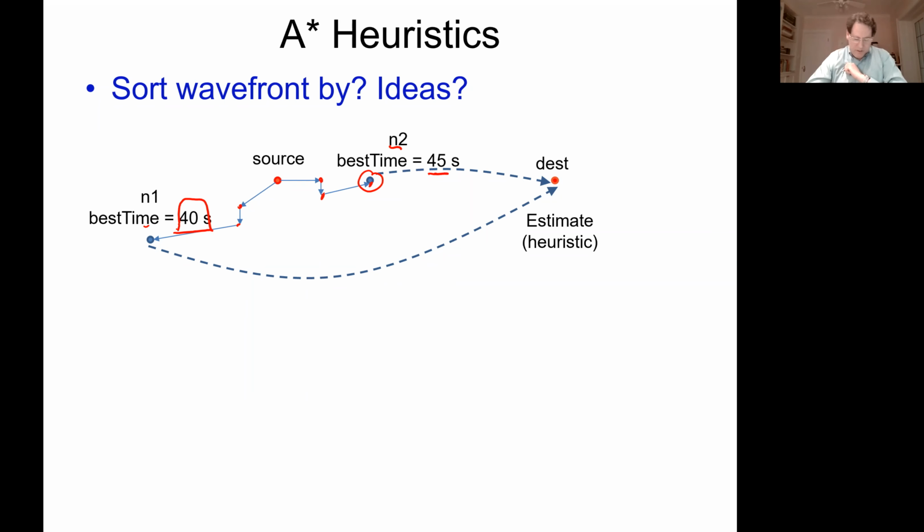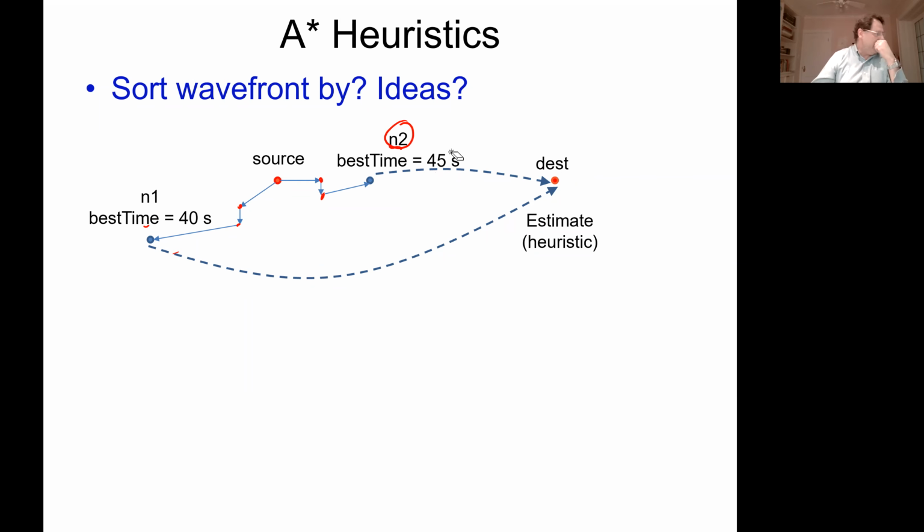But we can look at N1 and we can see, well, N1 is actually a long way away from the destination. Here's our destination way over here. It doesn't seem very likely that this path that has gone here so far is actually going to lead us to the best solution to the destination. So it seems likely that we're going to waste some CPU time. So we don't want to look at N1. We would be better off to look at N2 first.